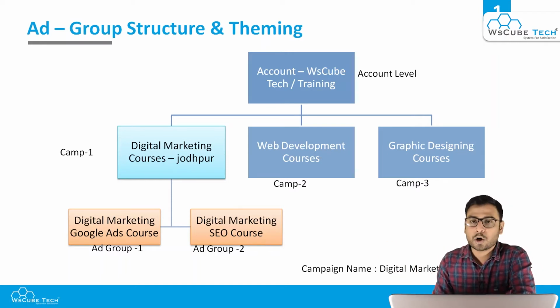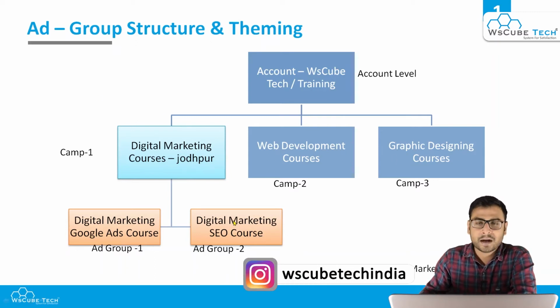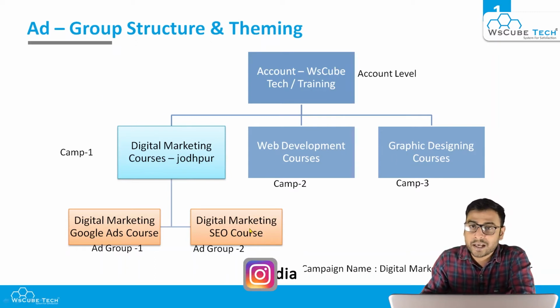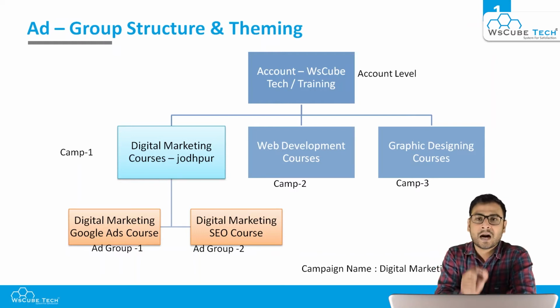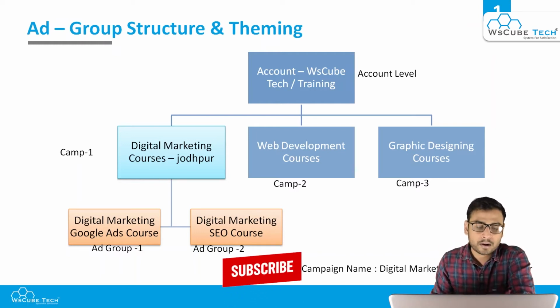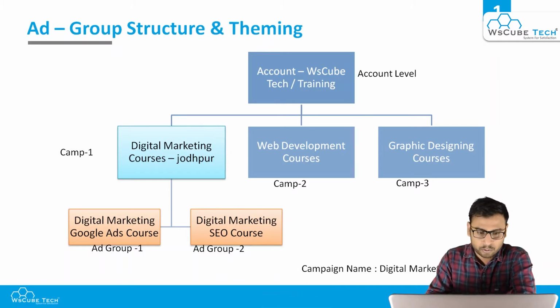But first of all, let's talk about the very basic thing. Within a campaign, whenever we are creating ad groups, we should keep the same kind of keywords in a single ad group. We should not mix two different types of keywords into a single ad group. That will basically ruin our account structure or ad group structure. So this is the first rule that we should follow.